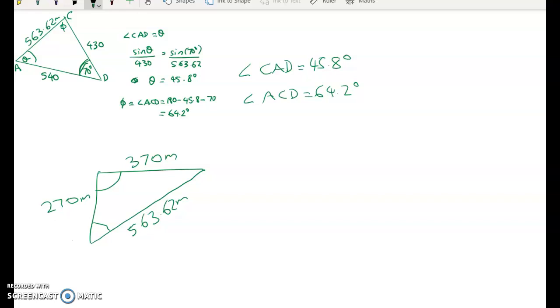So that angle there, so this is ABC. We'll call that one theta and that one phi, or you can call them X and Y. And I want you to pause the video and just work your way through those now, and then I'll do them.